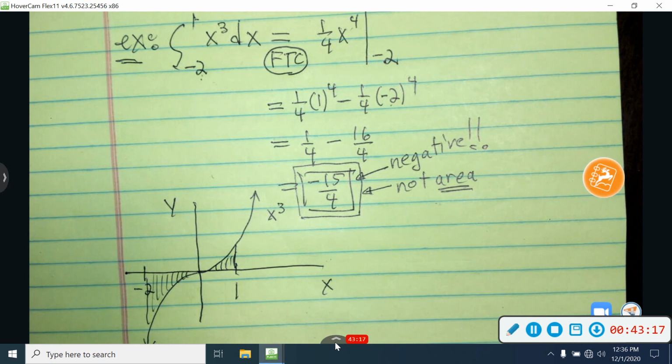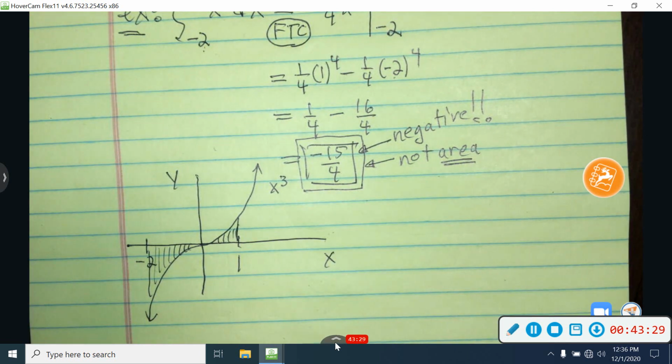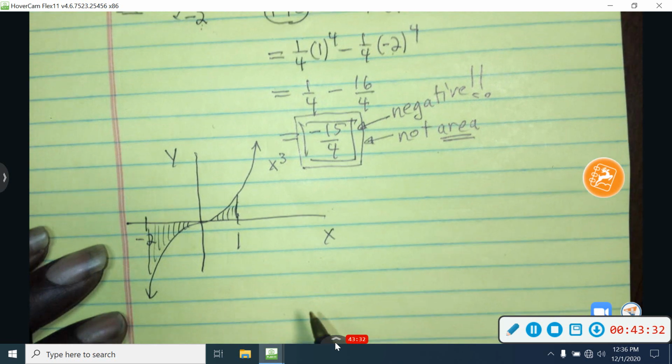Okay? It's only area when the function is fully above the x-axis over the interval. Otherwise, it's just a number. Let's do another one. So it could come out to be negative. It can even come out to be 0. Here's an example of that.